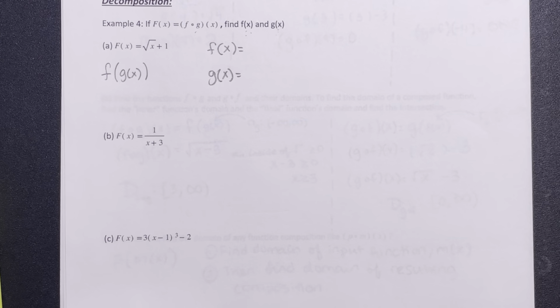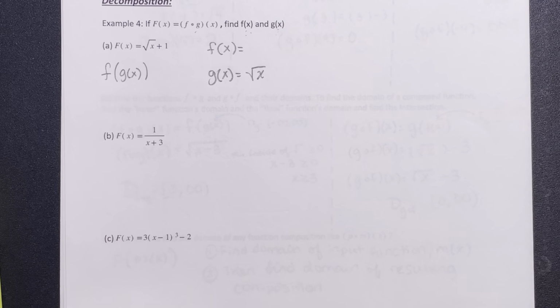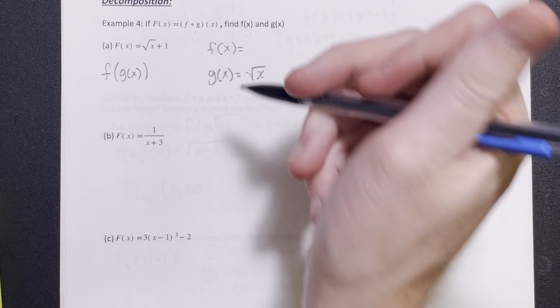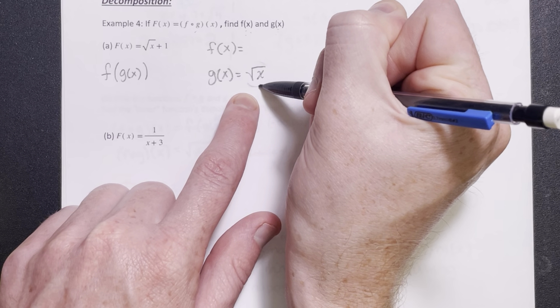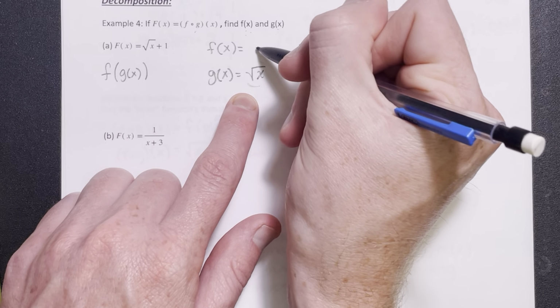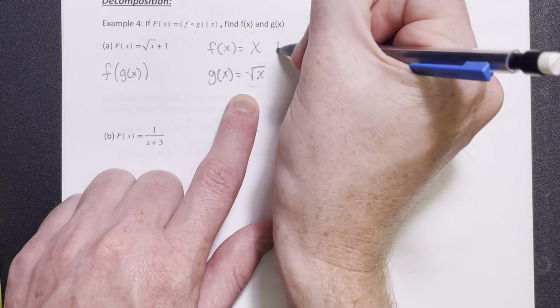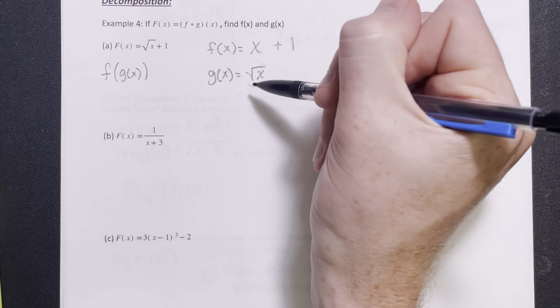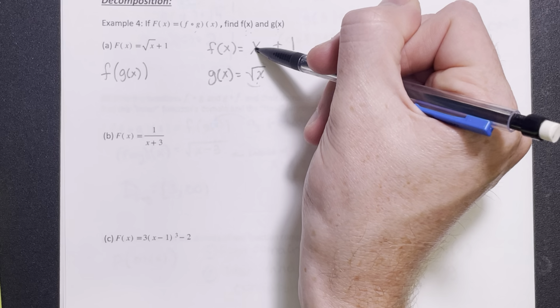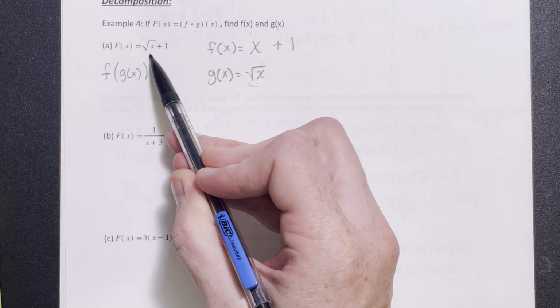Looking at this capital F of x function, I'm going to start with g of x. And for right now, let's let g of x be the square root of x. There's a reason why I chose that, but if this function is going into f of x, then it needs to replace whatever x is in f of x. So we're going to let f of x be x plus 1. If g of x goes into f, right there where x is, you do get the resulting square root of x plus 1.